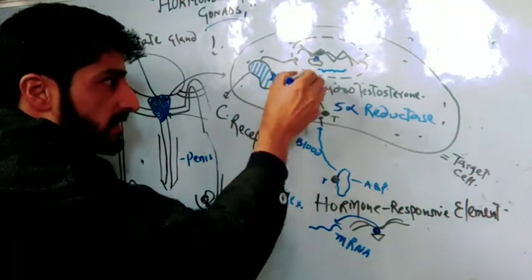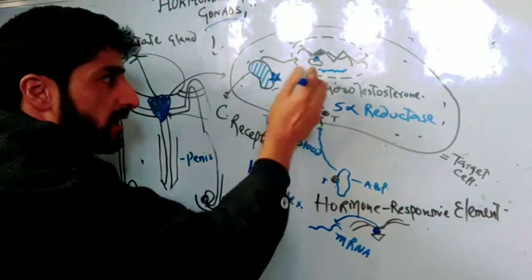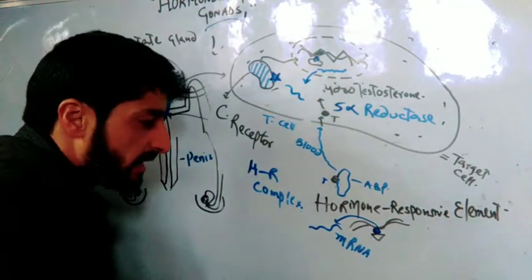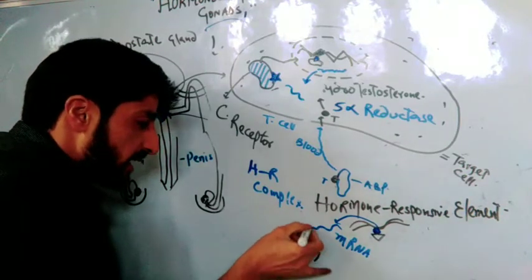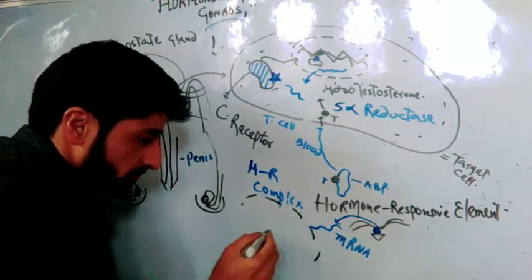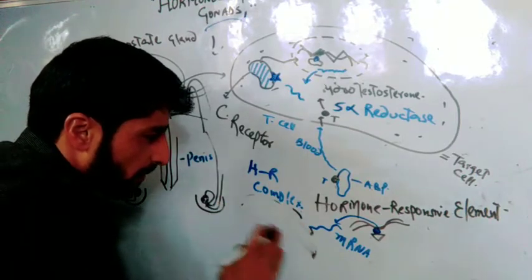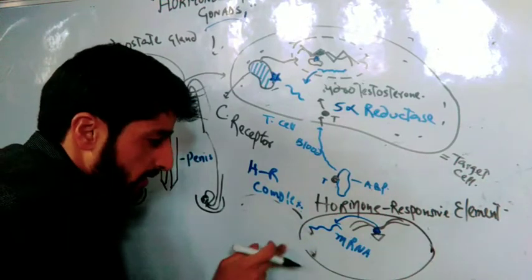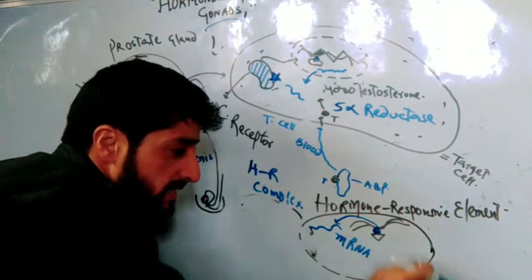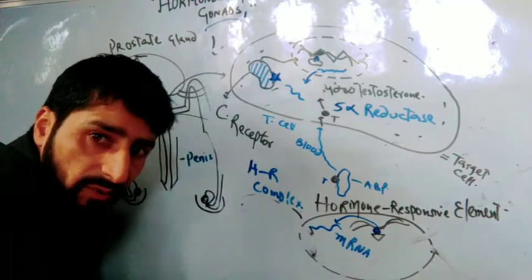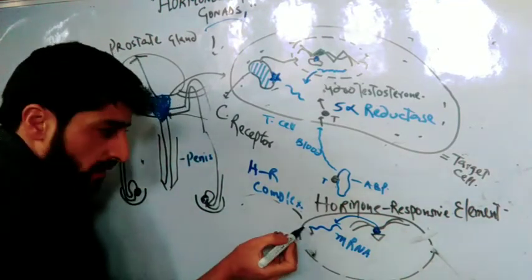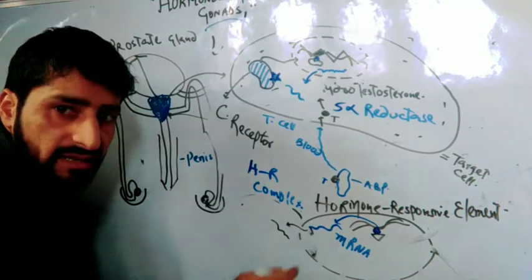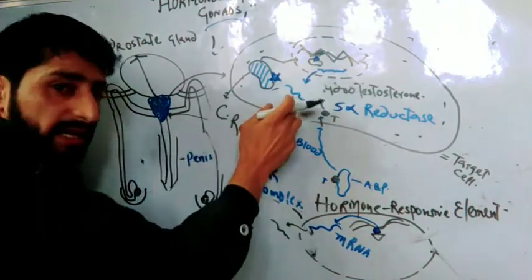Now this messenger RNA leaves the nucleus and enters into the cytoplasm. Let us suppose here it's a nucleus. The nuclear membrane has several pores, which you call nuclear pore complexes. Through these nuclear pores, messenger RNA leaves. When messenger RNA leaves, it enters into the cytoplasm.